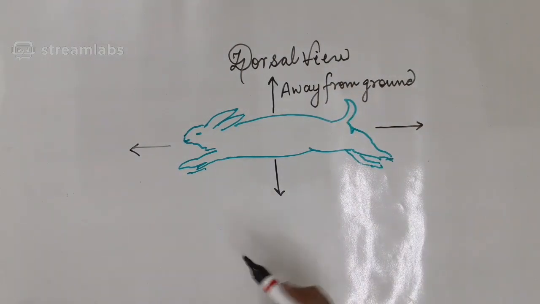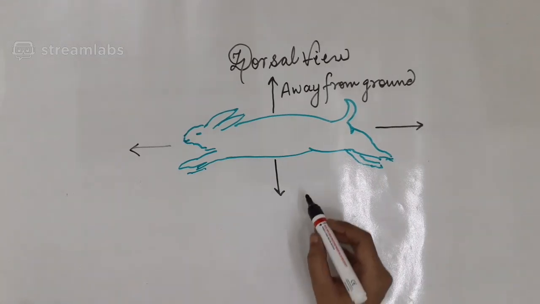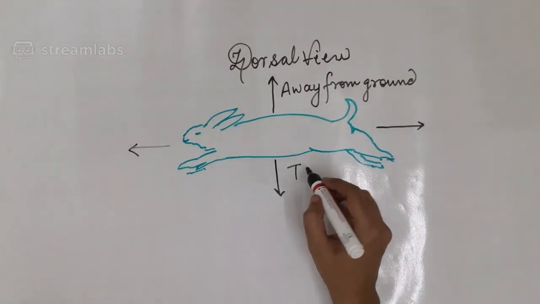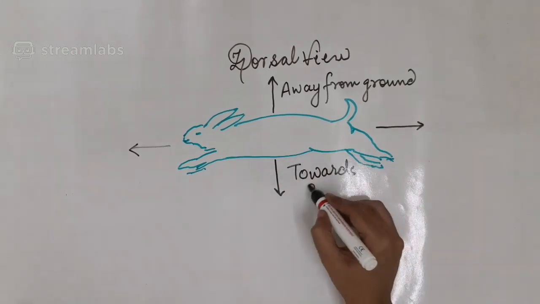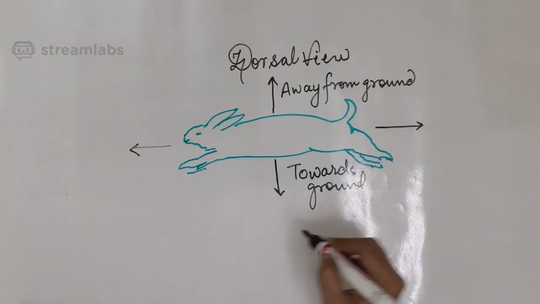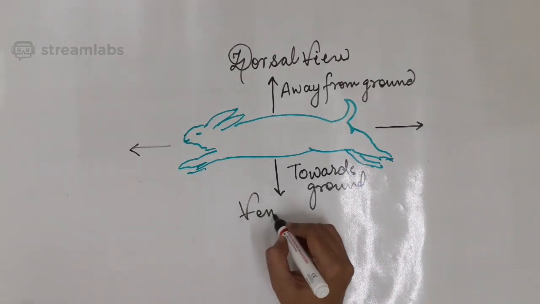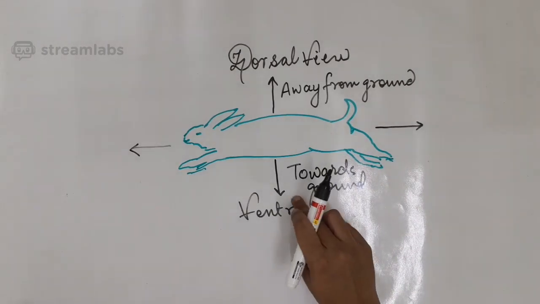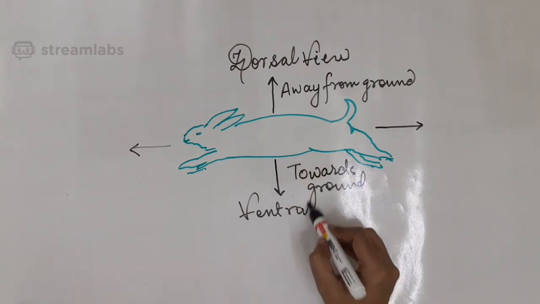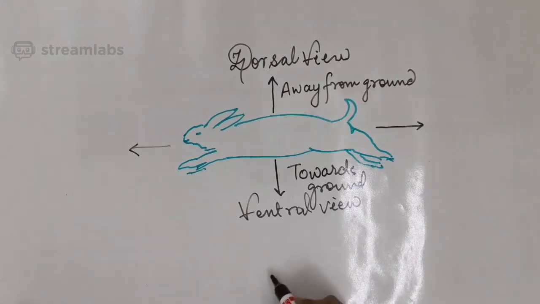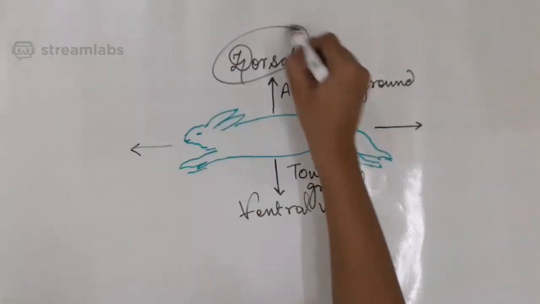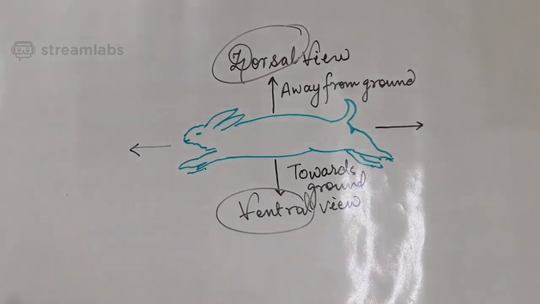When you look from the ground or from downwards, like towards the ground, this side, it is called the ventral view or ventral side. Okay, that means dorsal, ventral. These are the directions.